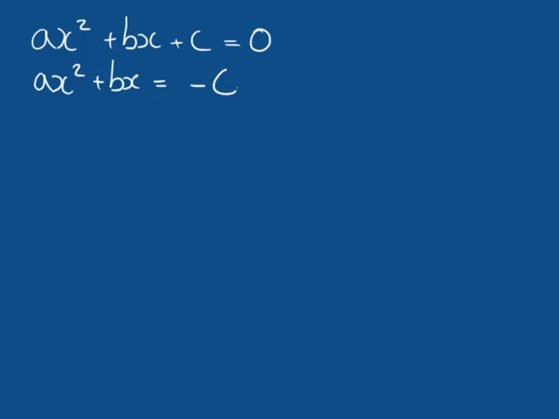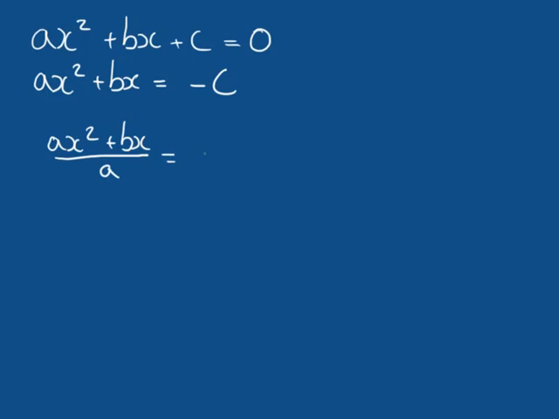The next step that I'm going to do is to try and get x on its own. Well, to do that, I could either divide everything by a, or I could divide everything by b, and that will get one of our two terms on its own. The method that I'm going to take is to divide both sides by a. So that's going to give us ax squared plus bx all over a.